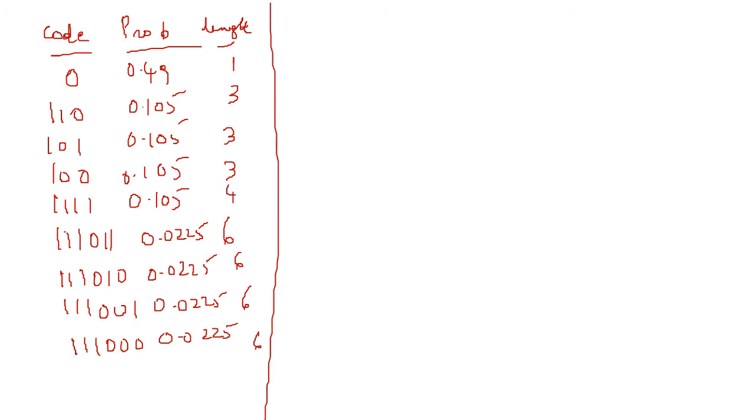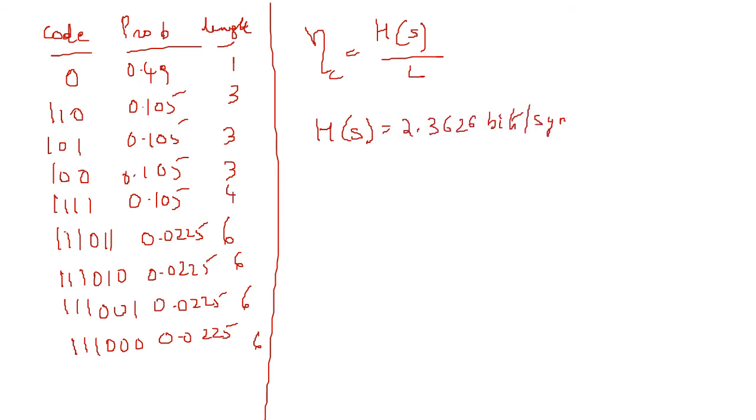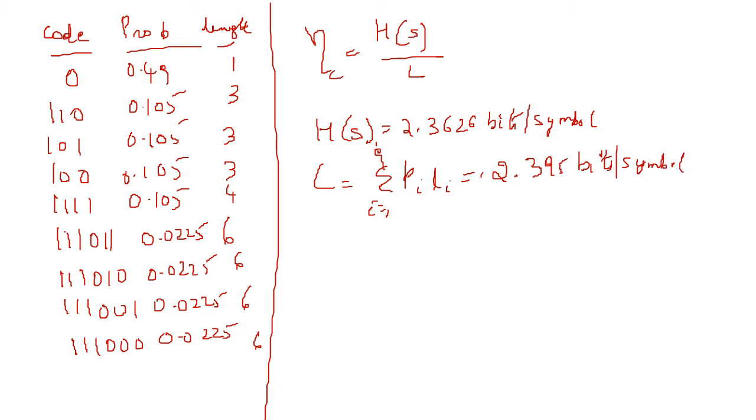Now to find the code efficiency, we know the formula eta c is equal to H(S) by L, and we have already got the H(S) value, which is 2.3626 bits per symbol. Next, the average length L is given by the formula L equals summation i equals 1 to 9 of pi into Li. For this code, the average codeword length we get is 2.395 bits per symbol. Therefore, after substituting your average length L and H(S), we get eta c equal to 98.65%. So this is the code efficiency for the binary Huffman code.